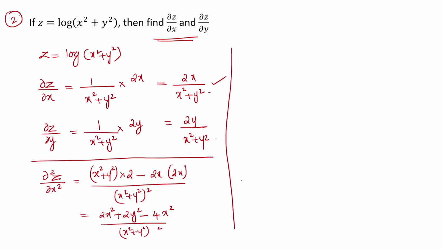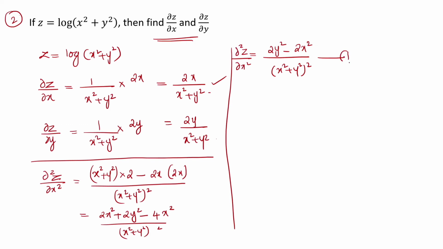Now it is equal to, you can subtract this to 2y square minus 2x square. 2x square minus 4x square will be minus 2x square. We can have it like this, divided by x square plus y square the whole square. This is dou square z by dou x square, or otherwise we can write it like this: dou square z by dou x square.